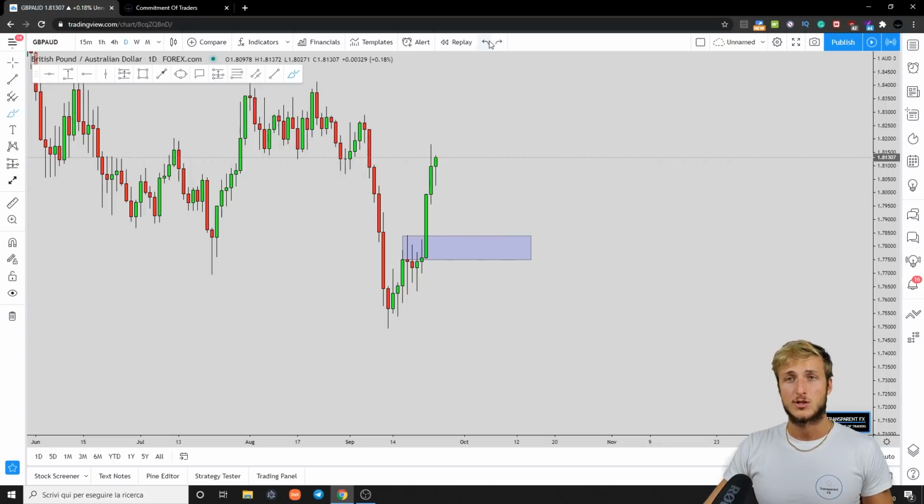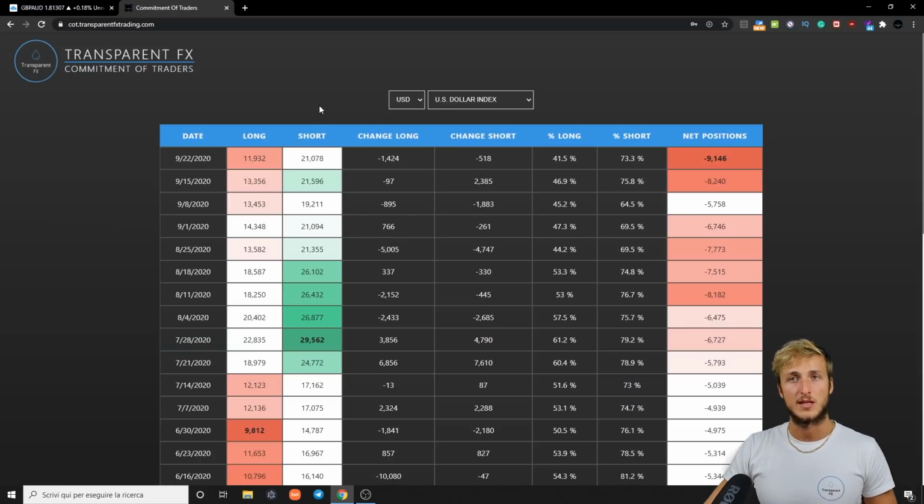But that is not enough, obviously, to just take a short, because we need to see what other kind of confluences we currently have. Starting from what we have from a COT perspective, because we always have to check if hedge funds, so the market makers, the big boys in the market, are actually backing up our analysis and trading setups.